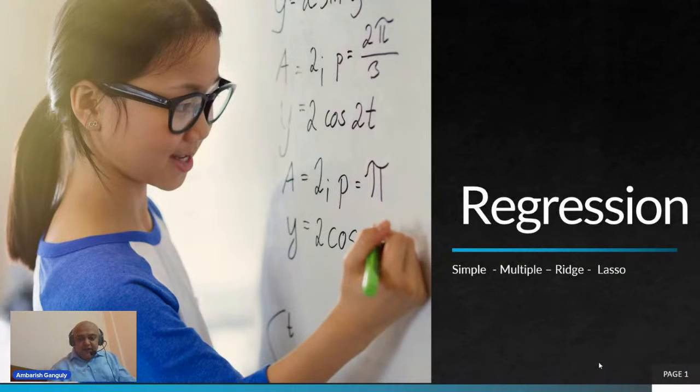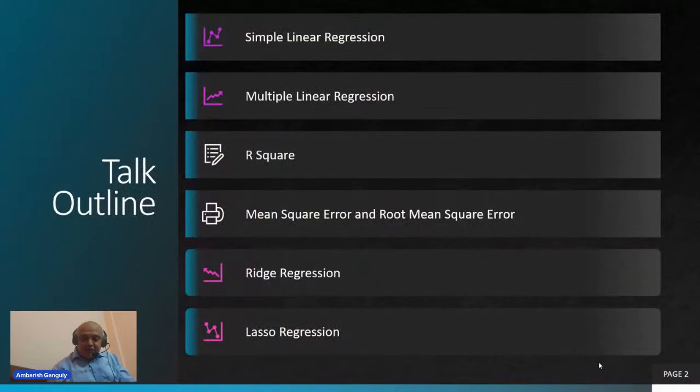So regression, actually, you know regression. I'll tell you how. What we'll discuss: simple linear regression, multiple linear regression, R square, mean square error, root mean square error, ridge regression, and lasso regression. Be with me for around 10 minutes and we'll go through it step by step. Once we have all this theory, we'll go into code and see.